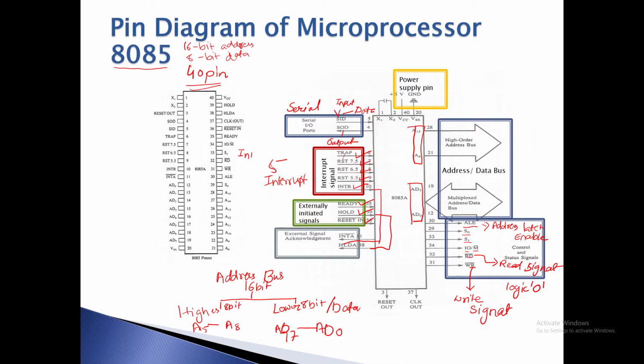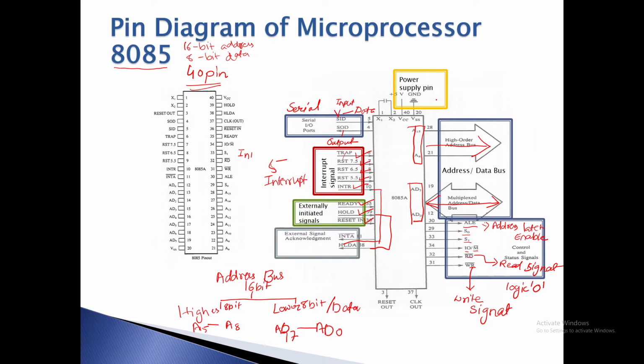Since it is the address bus plus the data bus, the data can go out and come inside the 8085 also. But the higher address bus will only provide the address to the peripheral. Therefore, it is unidirectional.